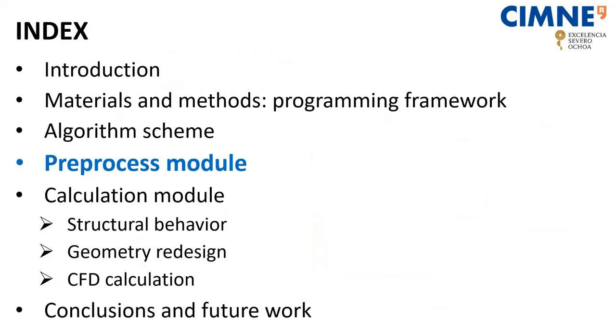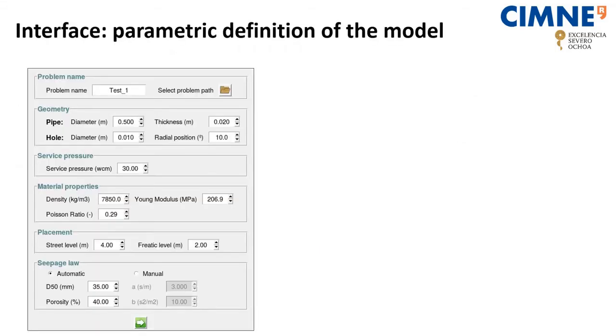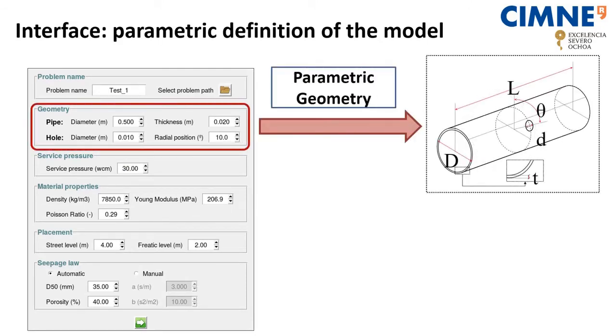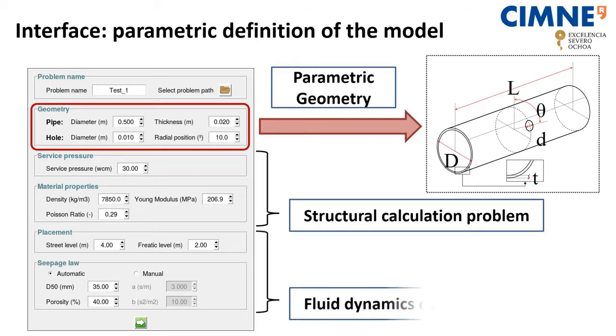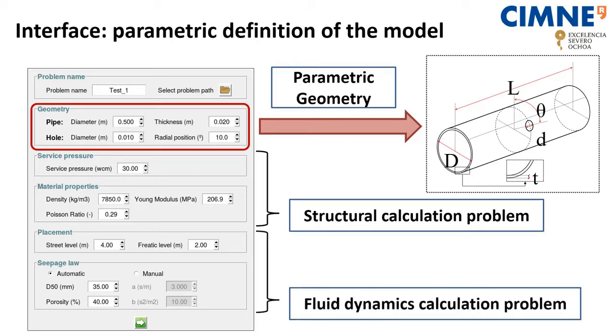We will describe each of the utilities in more detail, starting with the preprocess module. In this section, we first define the geometry of the model parametrically, including the features of the pipe and the orifice. Then, the parameters related to the structural problem are introduced, and finally, those features concerning the porous external soil concerning the hydraulic problem.